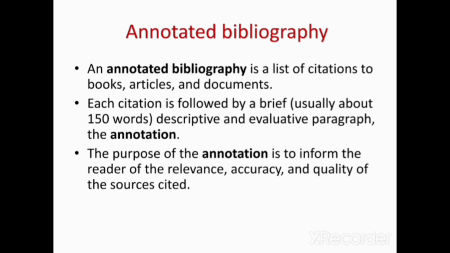Let us see what an annotated bibliography is. An annotated bibliography is a list of citations to books, articles, and documents. Each citation is followed by a brief paragraph, usually 150 words. It can be descriptive and evaluative. That is called annotation. The purpose of the annotation is to inform the reader of the relevance, accuracy, and quality of the sources cited.